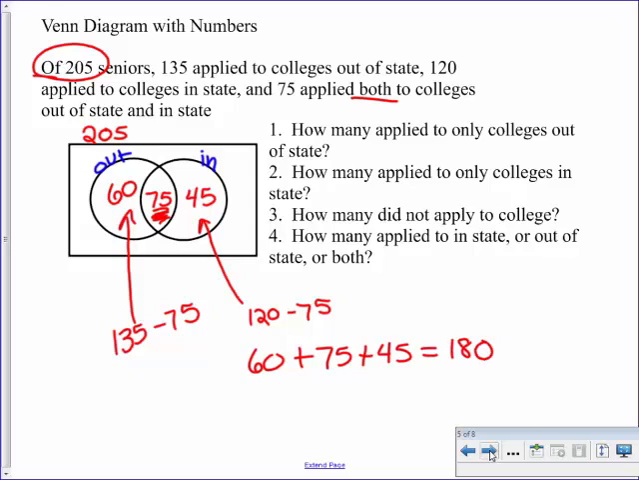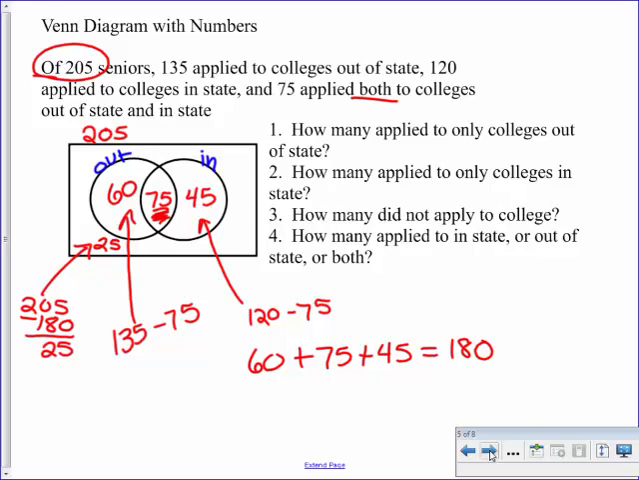180. Okay, so that's not everybody that was surveyed. So what do we do with the leftovers? Well, the leftovers is going to be our none. So I'm going to do 205 minus 180 to fill in our none. Okay, and that gives me 25 seniors that didn't apply to college at all.